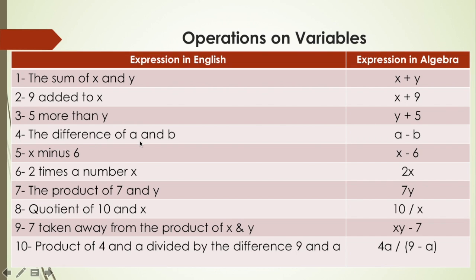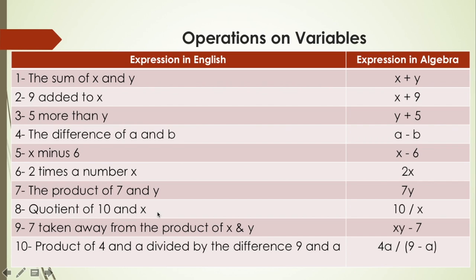The difference of a and b is just a minus b. X minus 6 can be written this way, x minus 6. 2 times a number x is 2x. The product of 7 and y is just 7y. Notice we don't write the multiplication sign when we're doing a variable and a constant.